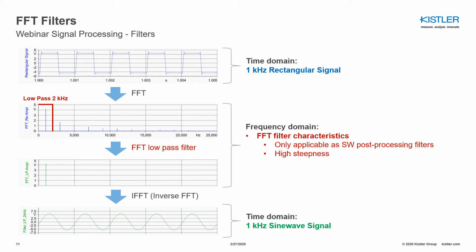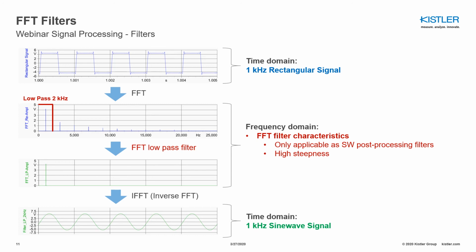And now to go back to the time domain, we do an inverse FFT, an inverse fast Fourier transformation, to transfer the frequency domain back to the time domain. So this is the last graph. Now you see the result in the time domain. There is only the fundamental sine wave signal with a frequency of 1 kHz left.